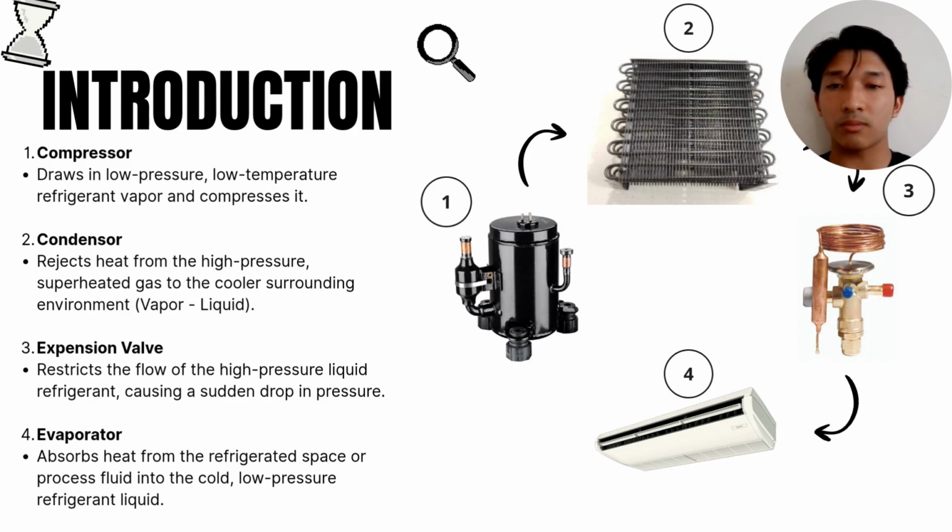So our task is to identify a specific hazard within a refrigeration cycle. First of all, I will talk about the introduction. The cycle has four main components, which are the compressor, condenser, expansion valve, and evaporator. The compressor draws in low pressure, low temperature refrigerant vapor and compresses it. The condenser rejects heat from the high pressure refrigerant. The expansion valve restricts the flow of the high pressure liquid refrigerant, causing a sudden drop in pressure. The last one, the evaporator, absorbs heat from the refrigerated space or process fluid into the coil.